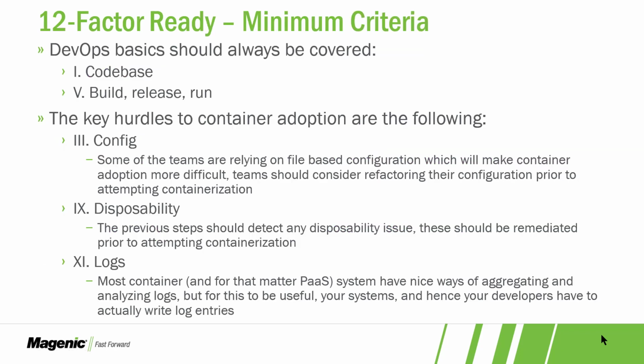So revisiting the Fast 5, and again, we have a video on this. You need to make sure that your DevOps spaces are covered, and you need to make sure that the big three changes to your software, configuration, disposability, and logs, are all handled well. I want to rest upon disposability for a minute because it's probably the single most challenging thing when going from hosting your software on infrastructure as a service or platform as a service to hosting it in containers.